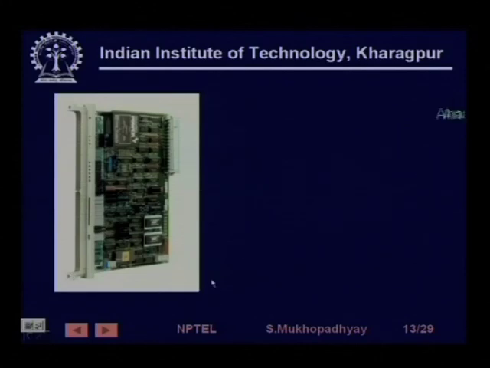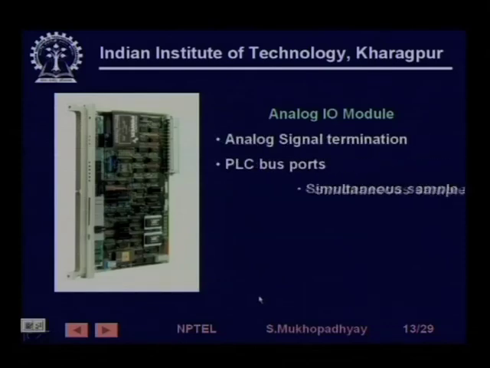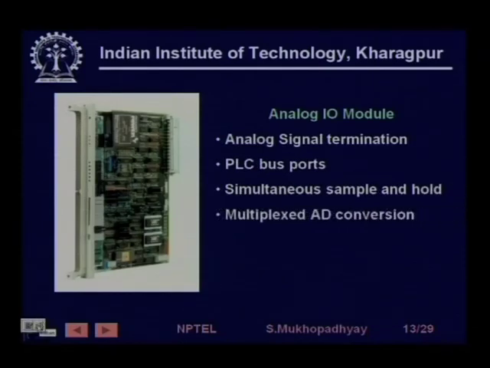So, let us have a look at some of these pictures. For example, this is how a typical analog IO module looks like. Let's see what it contains.